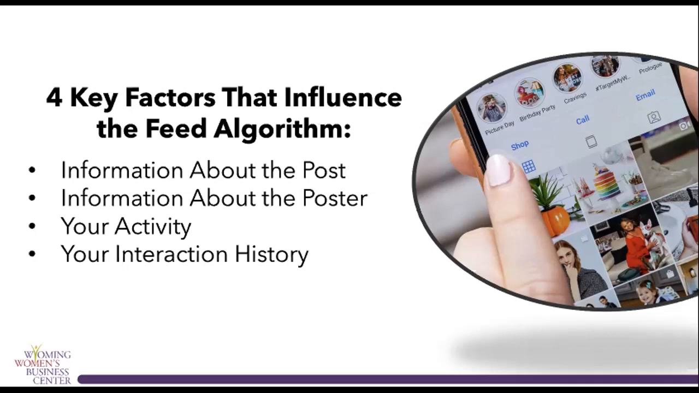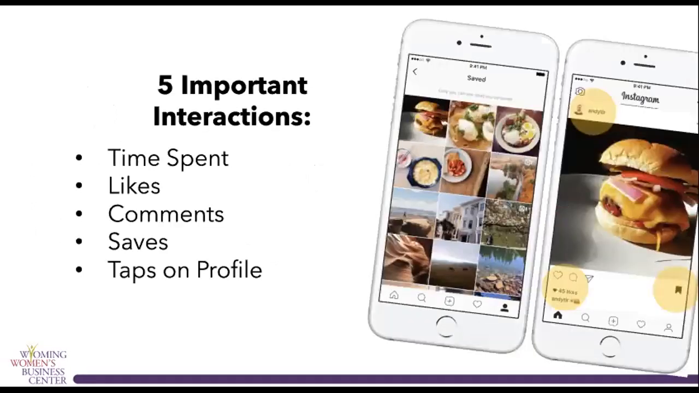But that's not all. They also take into consideration the likelihood of 5 important interactions. So interactions being the things you do as a user of Instagram. First is time spent. How much time is spent on the post? I think this is particularly relevant if it's a video. Do you stick around and watch the whole thing, or do you quickly scroll past? Next, likes. How likely are you to like the post? Comments. How likely are you to comment on the post? Saves. How likely are you to save the post? And taps on profile. How likely are you to tap on the profile after seeing the post and looking at more of what they're offering in their feed?